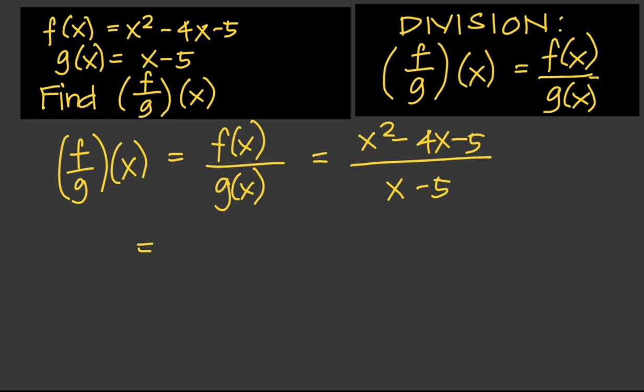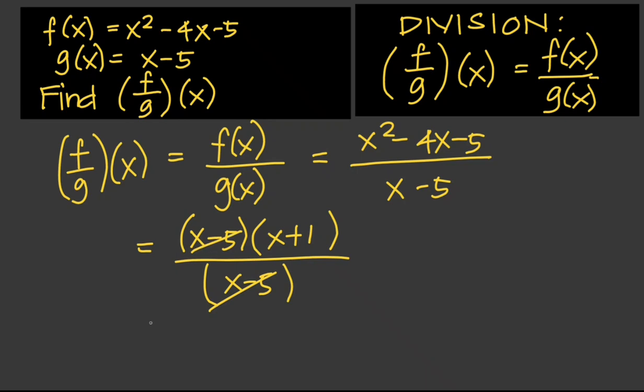How are we going to simplify that? We factor x squared minus 4x minus 5. So I hope you know how to factor quadratics. So this would be equal to x minus 5, x plus 1 over x minus 5. So this cancels out. So we are left with x plus 1. Therefore, the value of f over g of x is just equal to x plus 1.